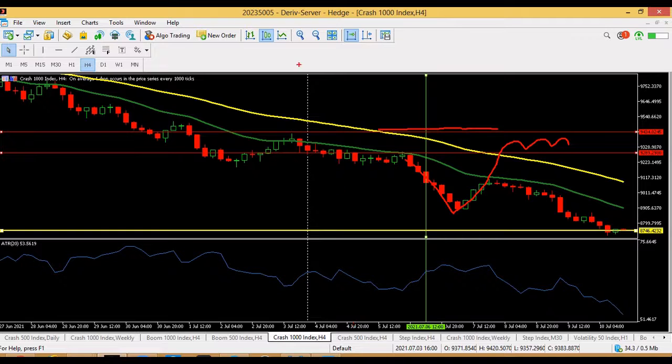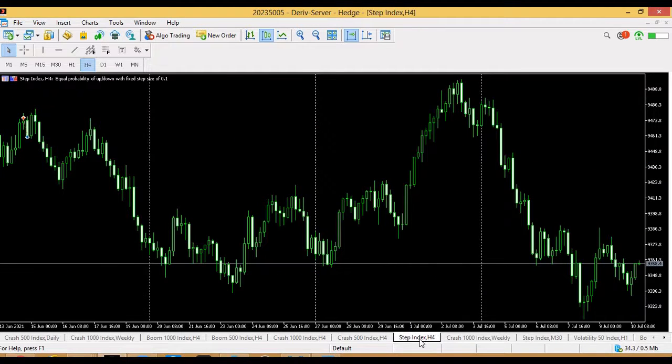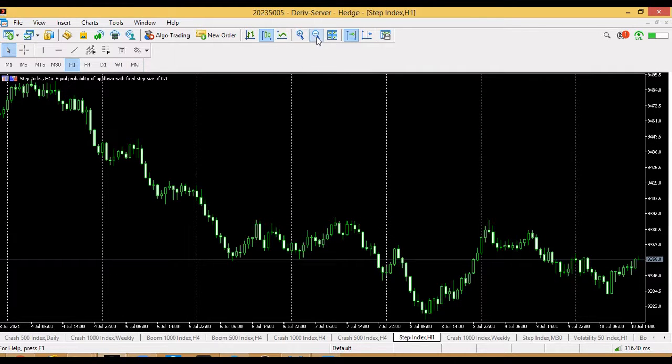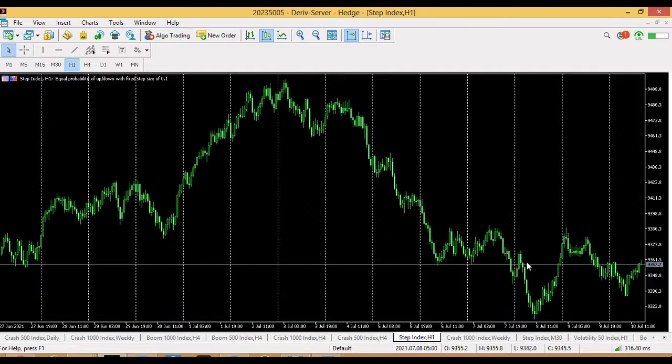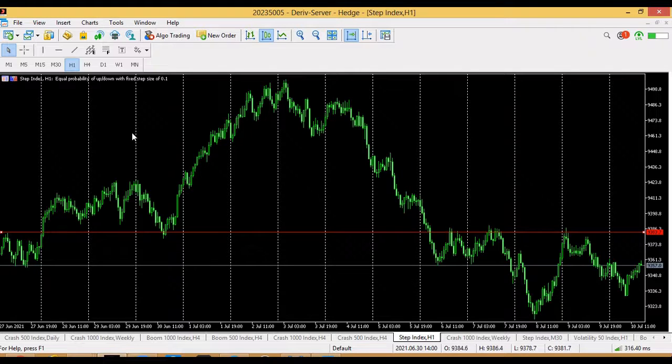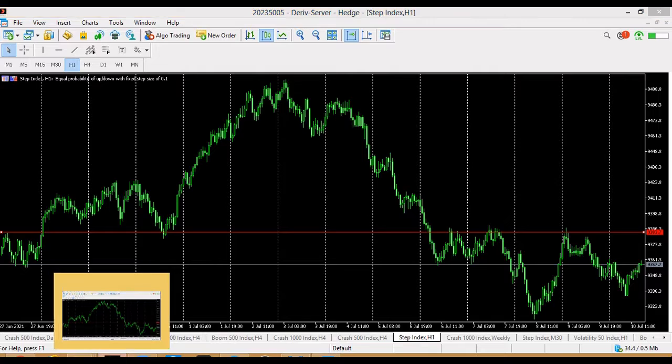Let's check another example. Let's use Step Index. Assuming you sell at this level, you sell here. This is the support, resistance here, resistance, resistance, continuing as resistance up to this level. I think I need to sell this market, so let's calculate it and see.